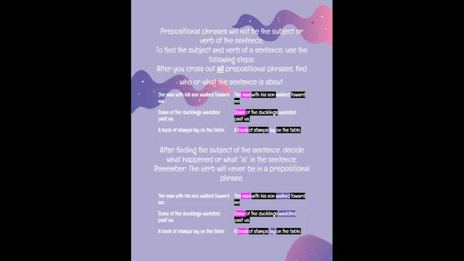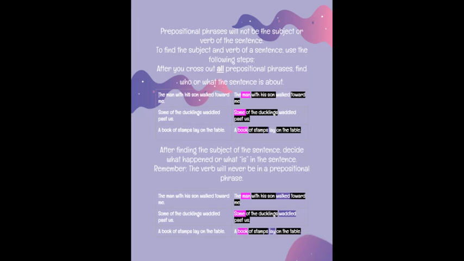Step 1. After you cross out all prepositional phrases, find who or what the sentence is about. The man with his son walked toward me. We want to cross out the prepositional phrases first. So with his son and toward me are the prepositional phrases. So now you have to ask yourself who or what the sentence is about. The sentence is about the man who walked with his son toward me. So man is the subject.